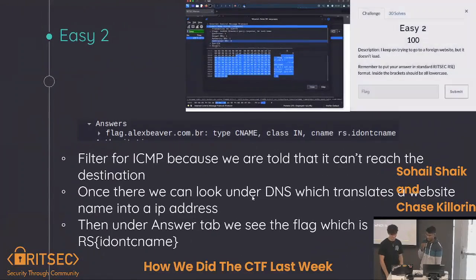All right, then for easy two, we were told that we couldn't get to the website. So my friend thought it was an ICMP error, so we went over there. We just filtered for ICMP and started looking through, and because it said that it couldn't go to the different host name, we then thought it was DNS. So under ICMP, there was a place where you could look for DNS, and under that, we saw alexbeaver.com.br, and we thought that was kind of suspicious. We looked for answers, and then we saw CNAME RS. Because it had the RS symbol, we figured that could be the flag, so we tried it, and it ended up working.